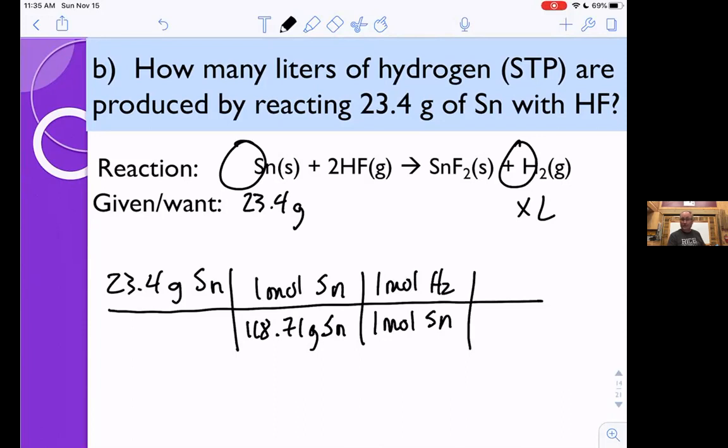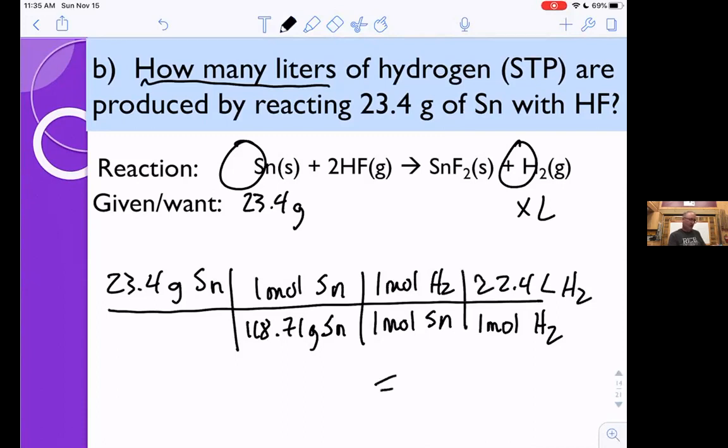They're asking for liters this time. How many liters of hydrogen? So I'm going to use my 22.4 liters of gas is 1 mole at STP. So 1 mole of hydrogen gas would be 22.4 liters of hydrogen gas. Terrible liters. I solve and I got 4.42 liters of hydrogen gas as my result.